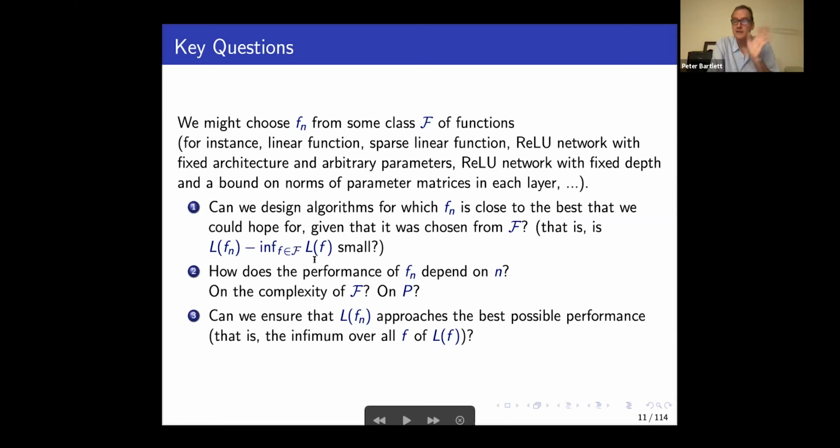This is the best case scenario. And if we knew the probability distribution, in principle, we could identify the F that minimizes this, or get as close as we like to it. But we only have the training data, and we'd like to get our risk as close as possible to that ideal, given that we're restricted to choosing functions from the class F. So having this quantity go to 0, for instance, as the sample size grows, is a very natural goal.